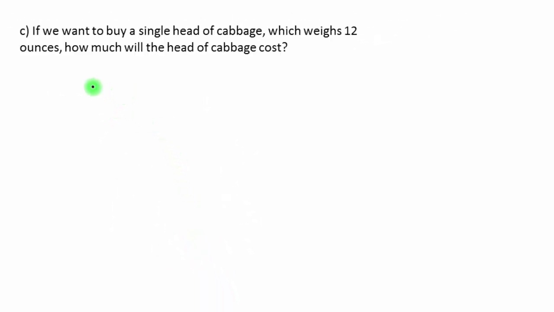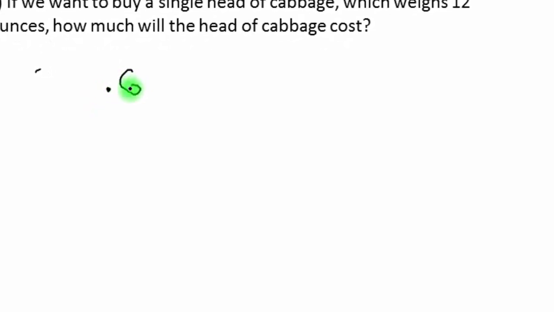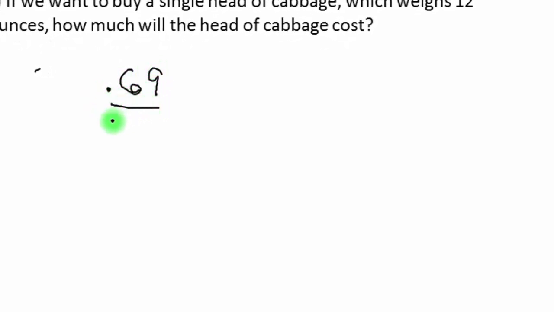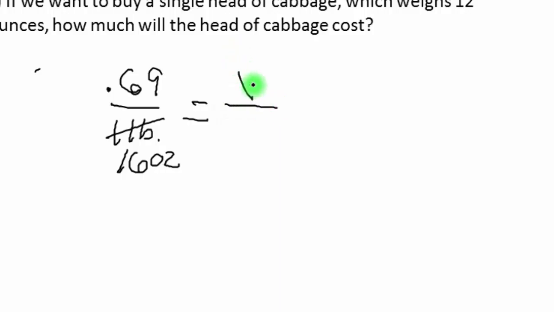In this third part of the problem, we want to buy a single head of cabbage which weighs 12 ounces. So now we need to actually do a small conversion. We're going to start with the same price. The price is still 69 cents for 1 pound. But we know that 1 pound equals 16 ounces. And we're going to set that up to our other side where we're looking for the price of 12 ounces.